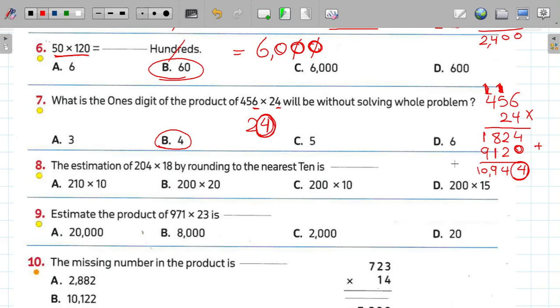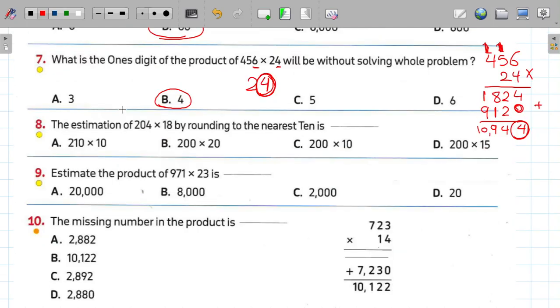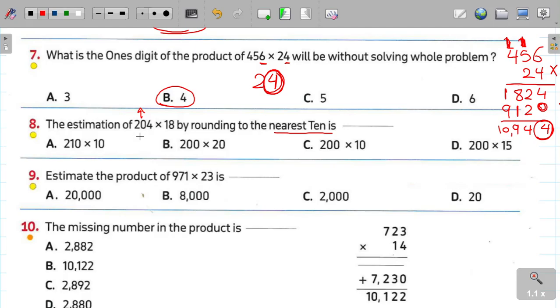Okay, the next one here, I have the estimation of 204 times 18 by rounding to the nearest tenth. So I will round every number to the nearest tenth. Okay, so the first one here I have 204, and after rounding it will be 200, because I have here in the tens digit 0 and the next digit is 4. So 4 is a weak digit, so 0 will not be changed.